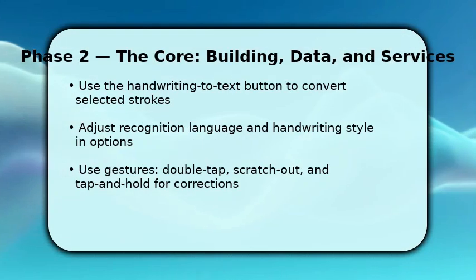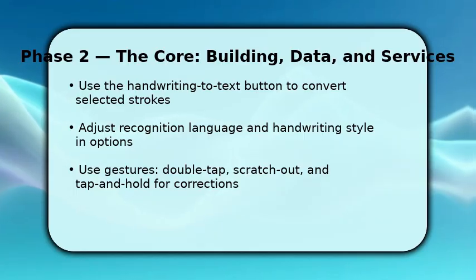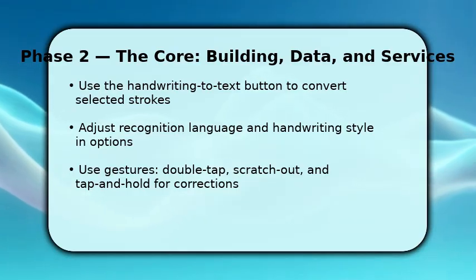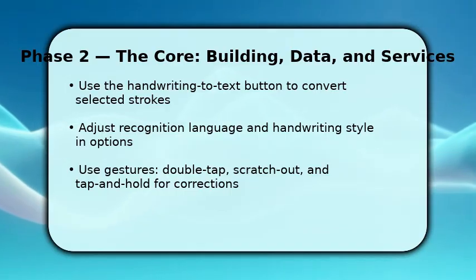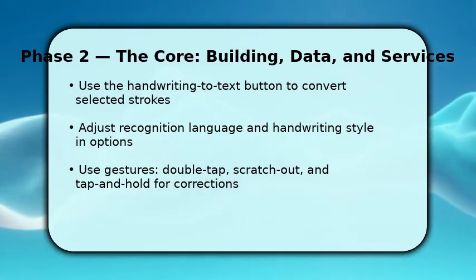Now focus on converting and refining. Select the strokes you want and tap the handwriting to text command. Goodnotes uses recognition algorithms to match your writing. This is why neat spacing helps. Change the recognition language and handwriting style in options to improve accuracy. Use gestures: scratch out to delete, double tap to edit a word, and tap and hold to move text.